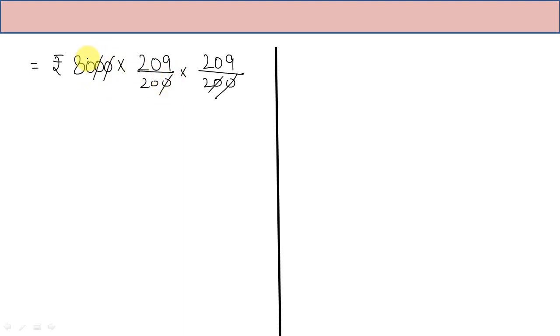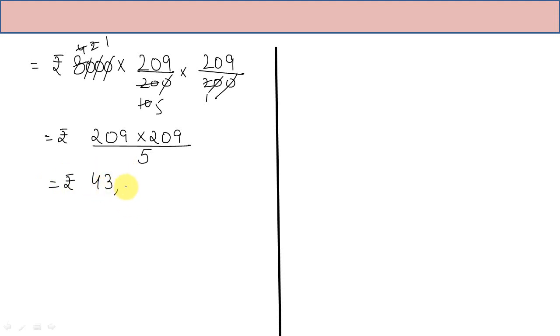Now 2 tens are, 2 fours are, 2 ones are, 2 twos are. So what we are left with? Now I can cancel this 2 and 10 as well. 2 1, 2 5. That means rupees 209 into 209 upon 5. Now let's multiply 209 with 209. We will get 43,681 upon 5. So now let's divide.